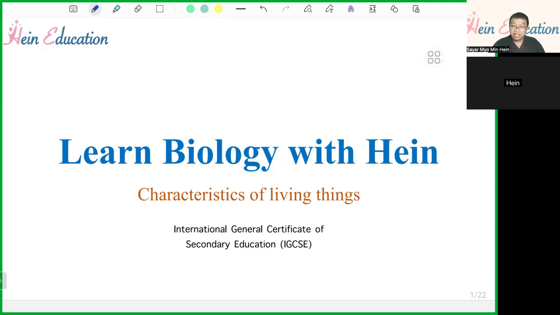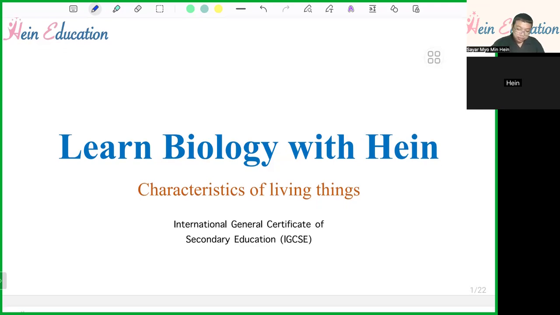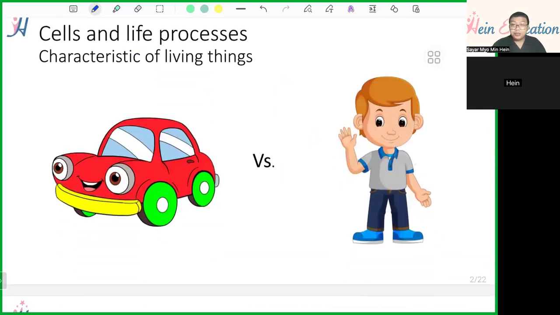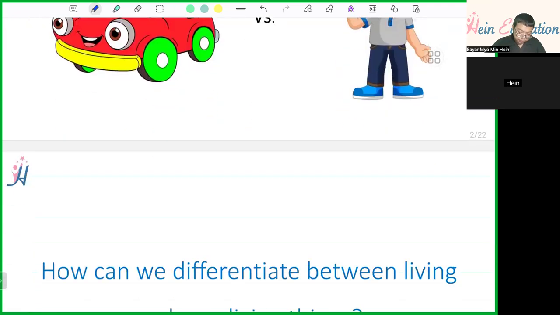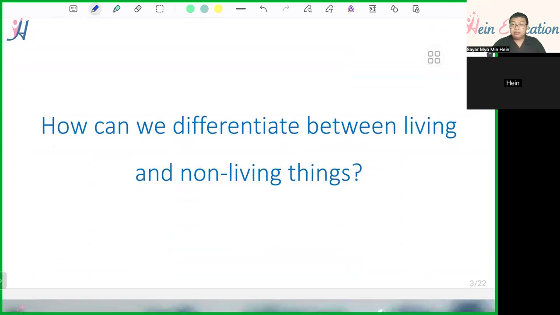So this is about characteristics of living things. From this first slide, you can see the two different animations, and it is very obvious that one picture is a living thing and another picture is a non-living thing. But how do we differentiate whether this is a living thing and whether that's a non-living thing? From this lecture video, you will learn the characteristics that all living things should have. How can we differentiate between living and non-living things?